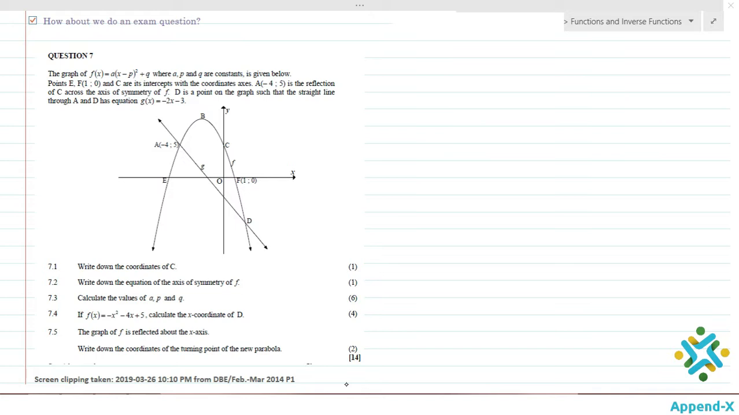D is a point on the graph such that the straight line through A and D has an equation g(x) = -2x - 3, okay? Now the first part, which is 7.1, says write down the coordinates of C. Now C, being a point on the y-axis, must have an x-coordinate of 0, okay?